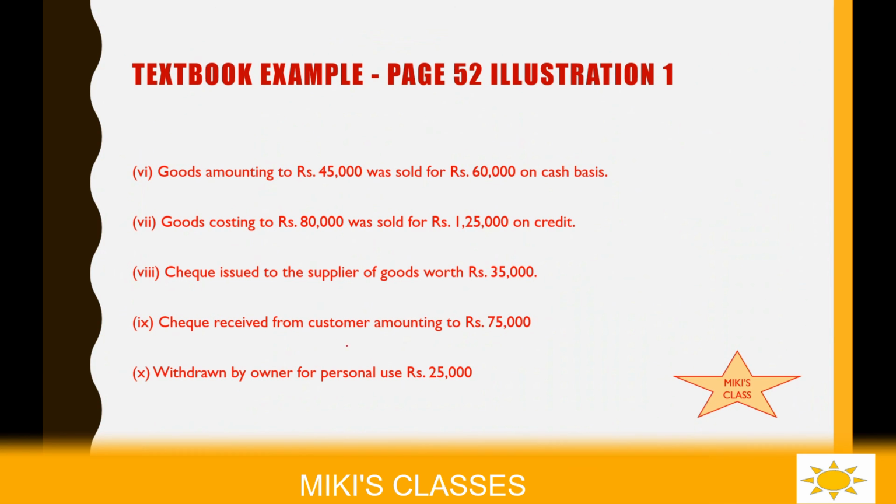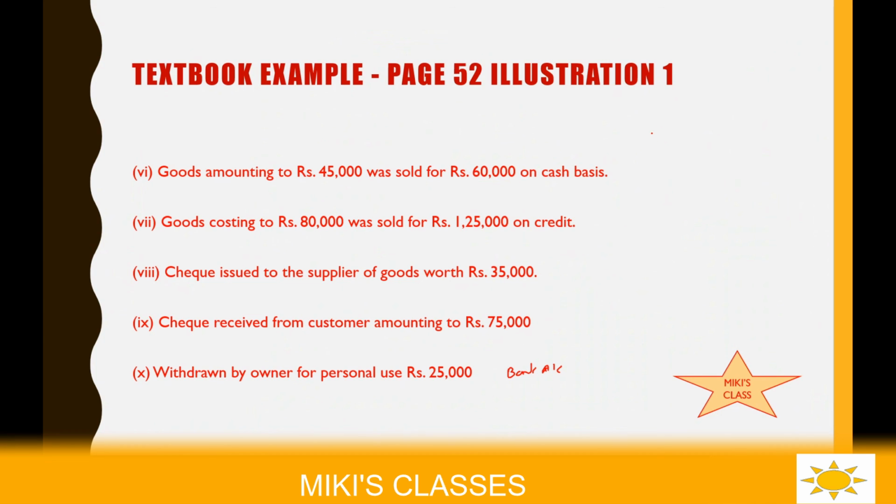Okay, what is the last transaction? Withdrawn by owner for personal use. See, withdrawn by owner. What is withdrawn? Money. Okay, what must have gone out? It might have gone out from the bank account or from the cash account. We don't know. It's not mentioned here. But let us check. Let's assume that the owner has taken out money, let's say, from the bank account.